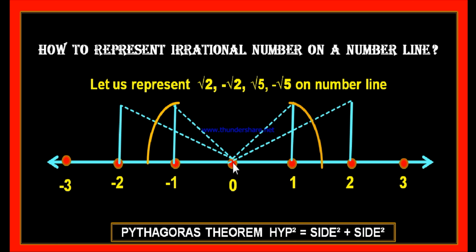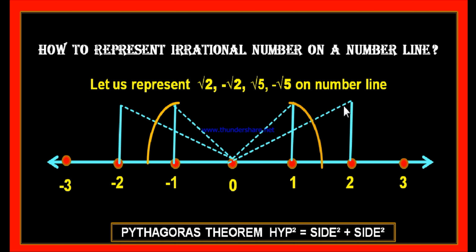Similarly, you join this point 0 to the other end. Now this is a right triangle, and this is another right triangle. In this right triangle, this side is equal to 2 units, from 0 to 2. Therefore, the side of this right triangle is 2 units, and the side of this right triangle is 1 unit.